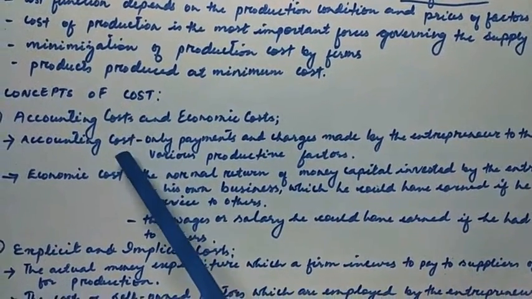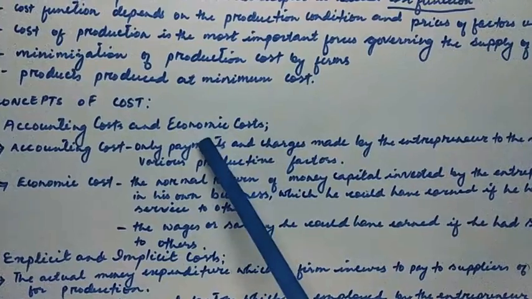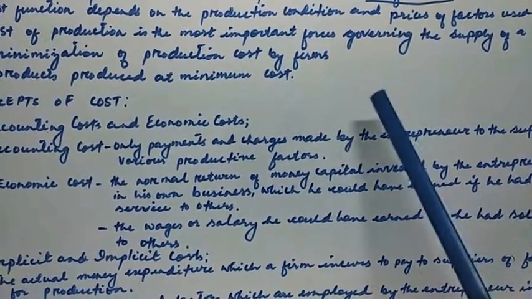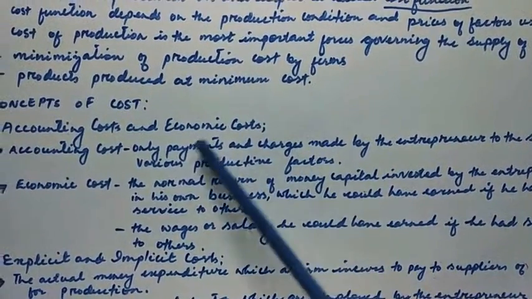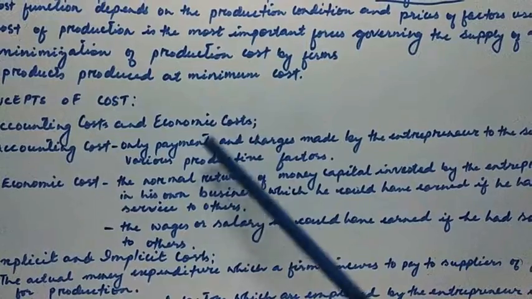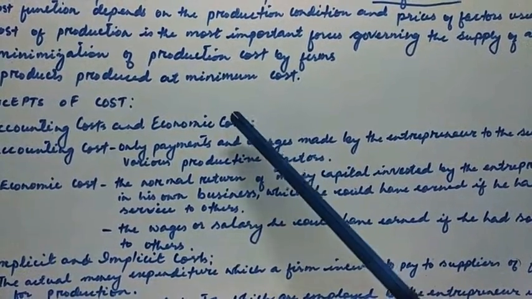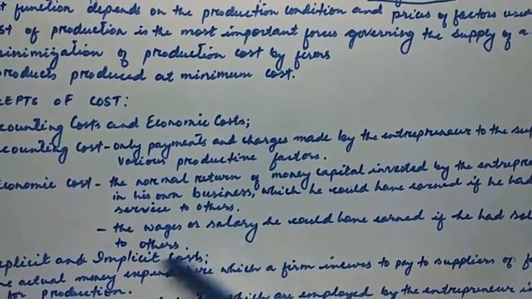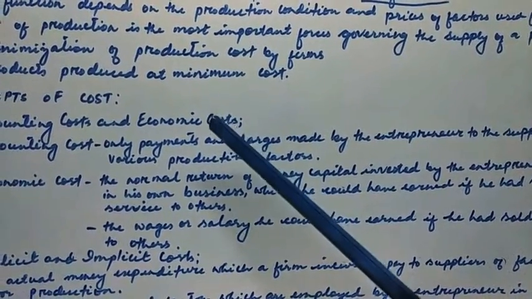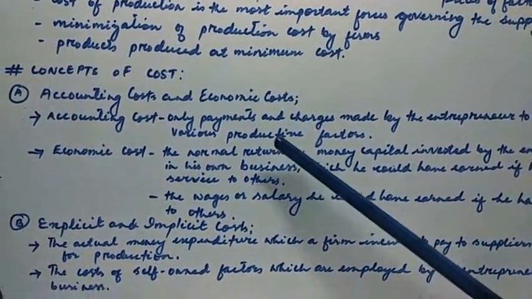But when it comes to accounting costs, we are just taking into account the payments or charges made to the suppliers of productive factors, not for himself. But in economic costs, we are taking into account the profit or dividends that an entrepreneur could have earned if he had invested elsewhere and not in his own business. So that is the difference.